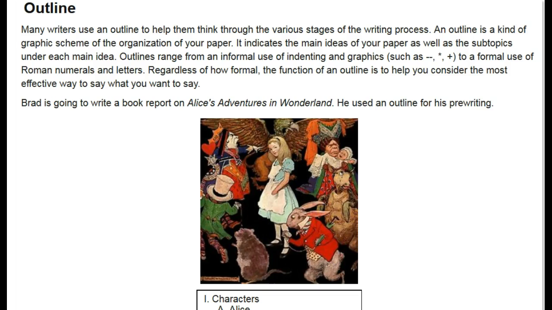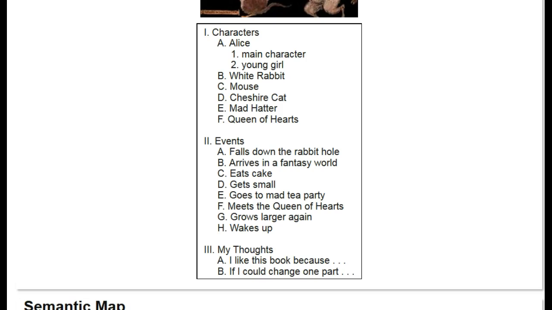For example, Brad is going to write a book report on Alice's Adventures in Wonderland. He used an outline for his report. This outline uses the more formal Roman numerals, and it has 3 Roman numerals, followed by A's indicating subtopics, and under the A or B indicating even more detail to the subtopic.